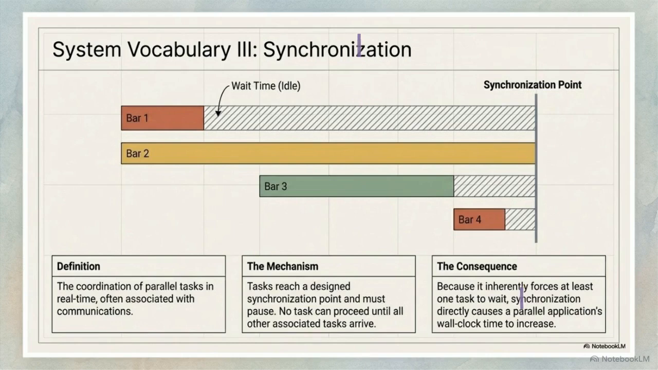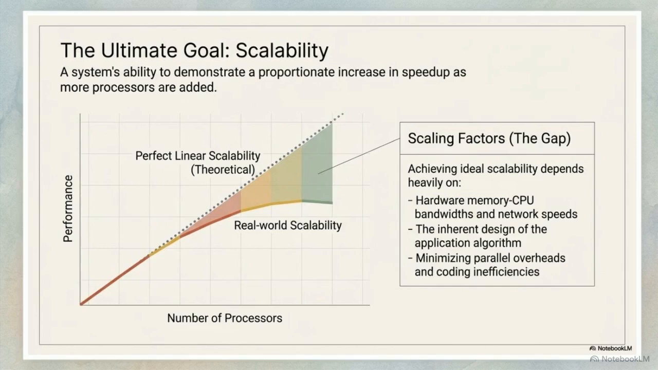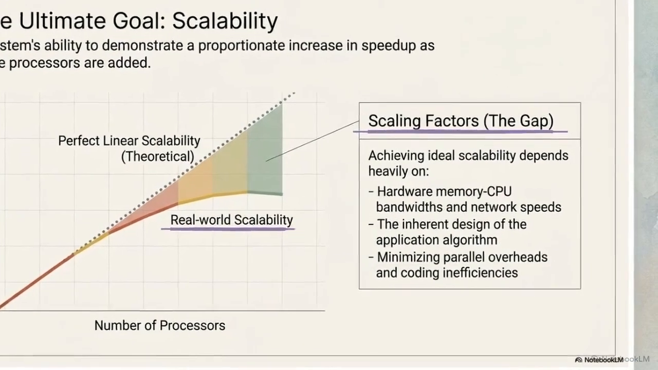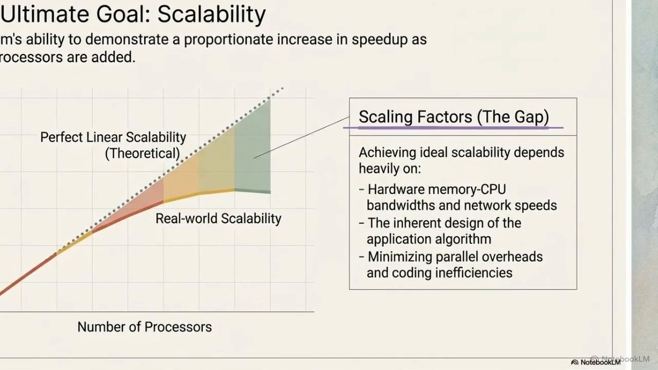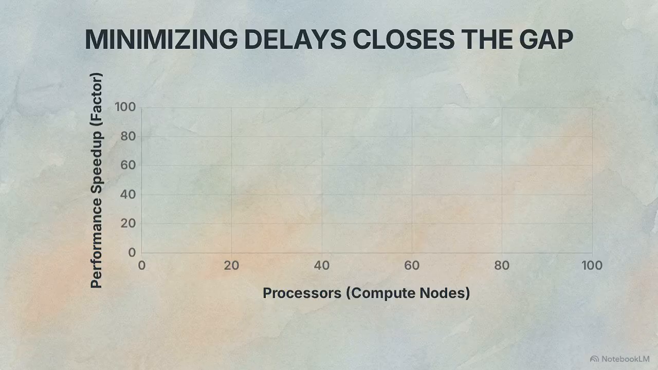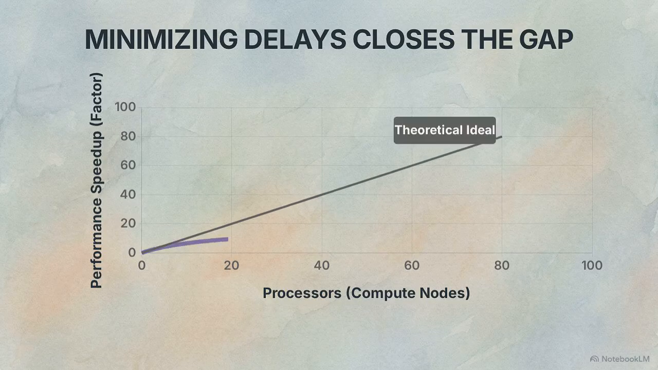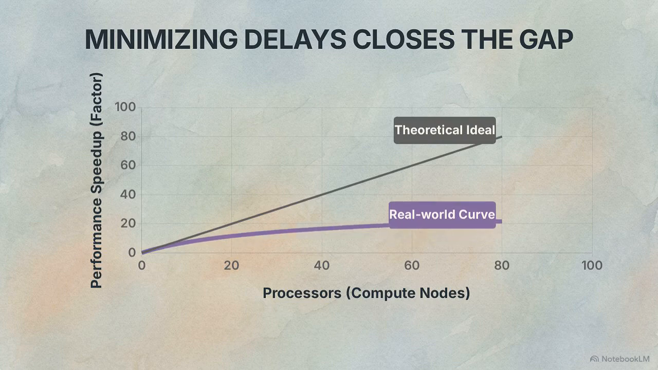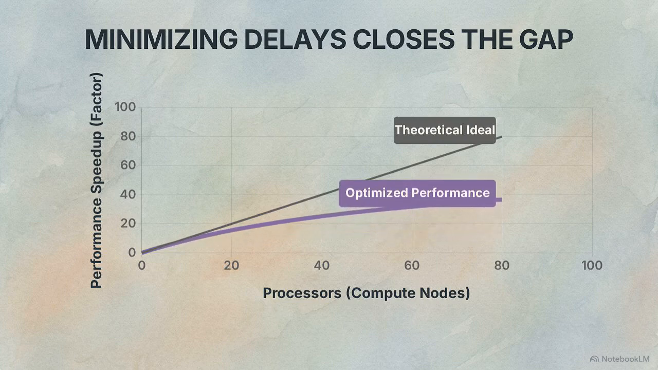This graph plots performance against the number of processors. The dotted line shows perfect theoretical scalability, but because of synchronization and overhead, actual performance follows the solid curve underneath. The gap between them is a permanent physical and software reality. Achieving high performance is not about buying more hardware to force the line upward. It is about aggressively minimizing those delays to close the gap as tightly as possible.